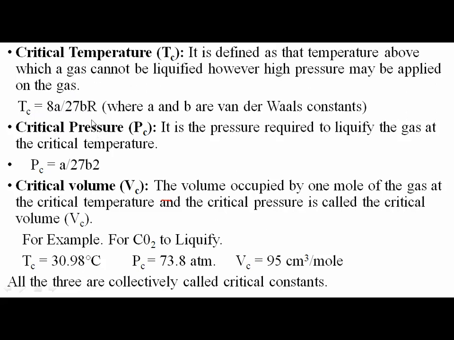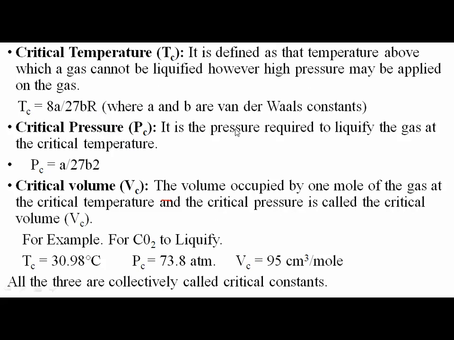These are all called critical states. So critical state means what? A state for every substance at which vapor and liquid states are indistinguishable. You cannot distinguish whether it is in vapor state or liquid state. That is called critical state. So critical temperature means, suppose for carbon dioxide, critical temperature is 30.98. It means that above this temperature, you cannot liquefy that gas, however high pressure you apply. It is calculated as 8a by 27Rb, where a and b are van der Waals constants and R is the universal gas constant.